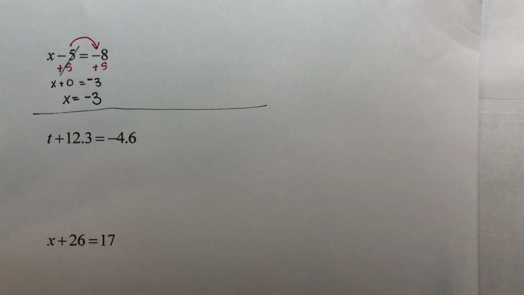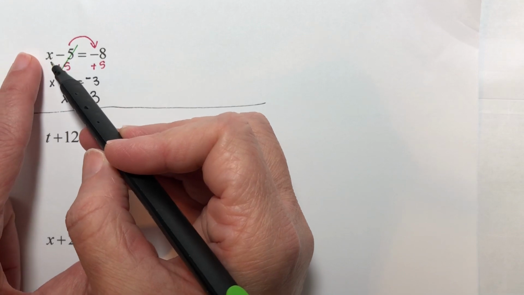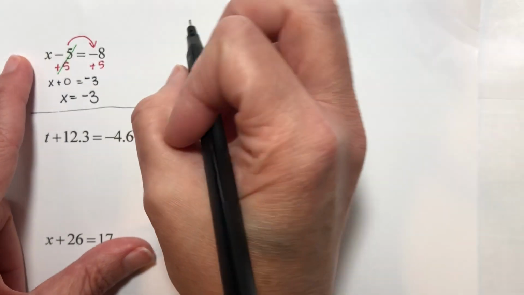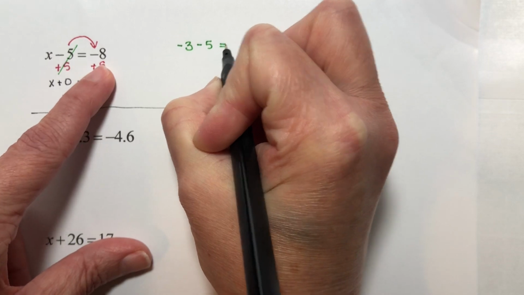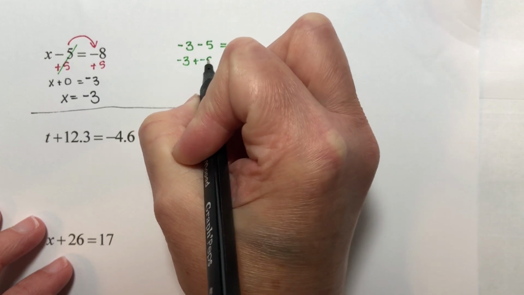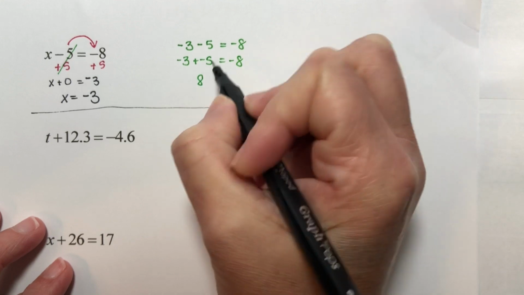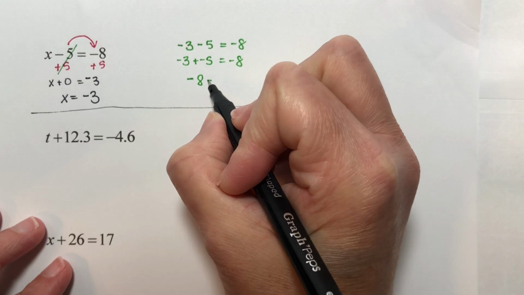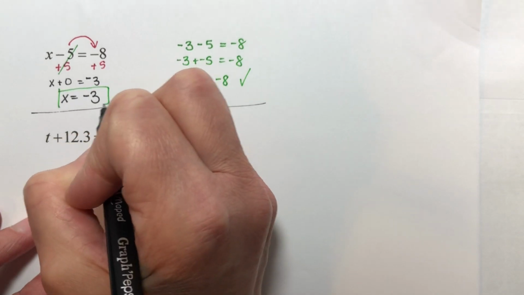Now, how would you check this? We take what we think our answer is and we plug it in for our x. And if we've got it correct, we should end up with the same number on both sides once we simplify. So this would be -3 minus 5, and we hope it equals -8. Well, this is -3 plus -5. And they're both negative, so we add them together and get 8. Since they are the same sign, we keep the sign. Since they're both negative, our answer is negative, and we get -8 equals -8, which is true. So that means this was our correct answer.